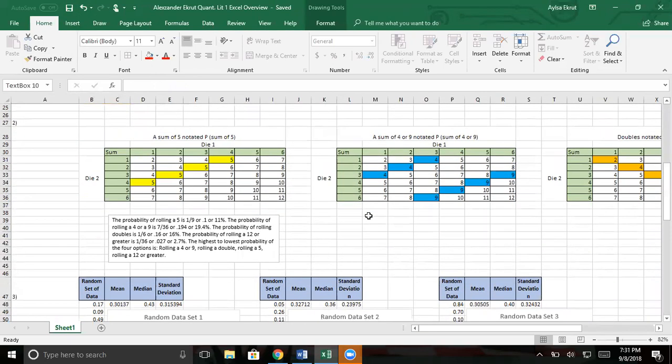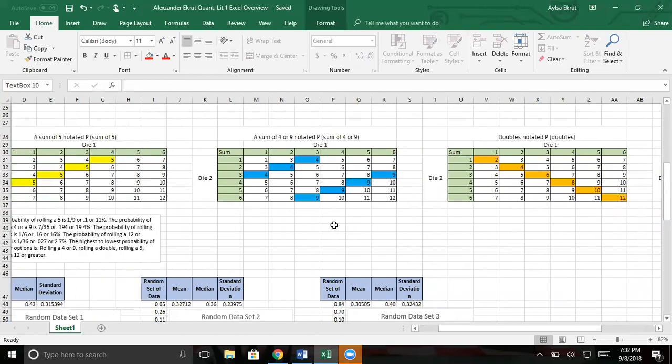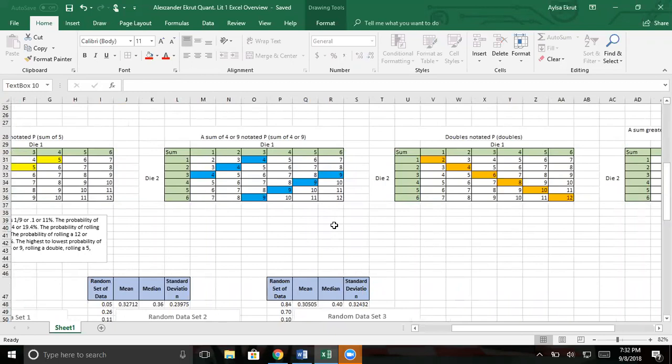The second one, we focused on different probabilities from rolling 2 dice. The first one was the probability of rolling a 5 with the 2 dice, highlighted here. That's 1, 2, 3, 4, so 4 out of 36. Then there was the probability of rolling a 4 or a 9. I can count 1, 2, 3, 4, 5, 6, 7, which is 7 out of 36.